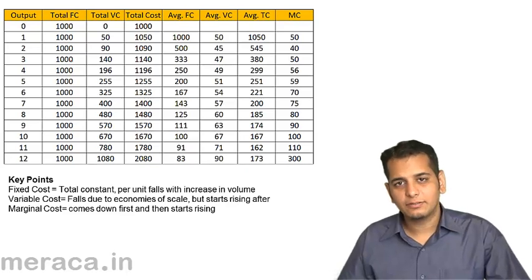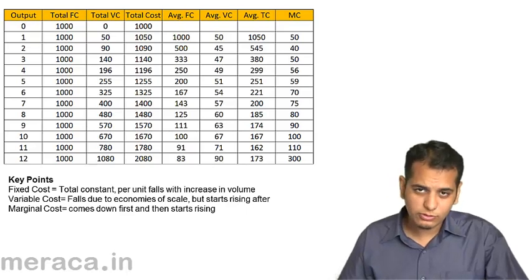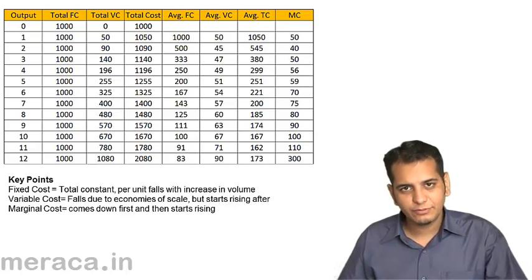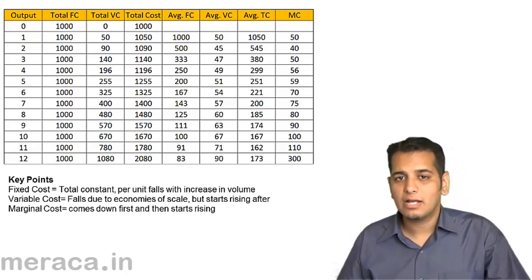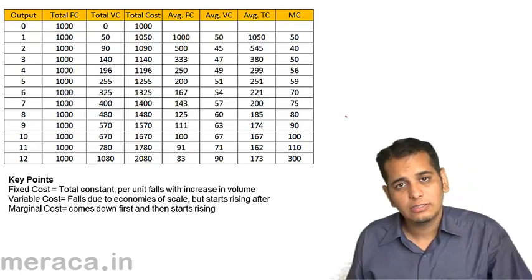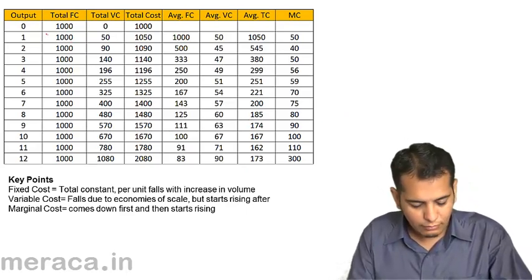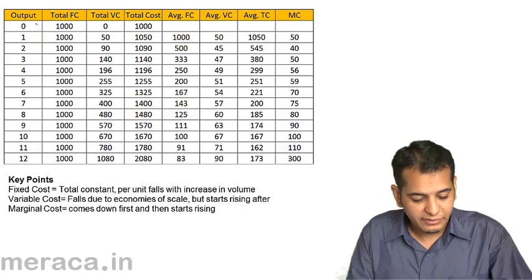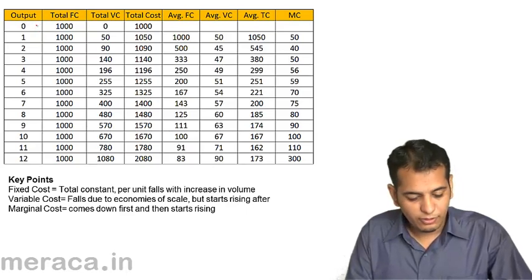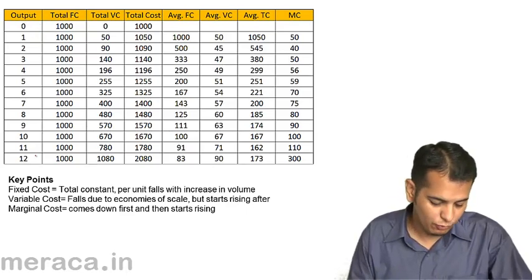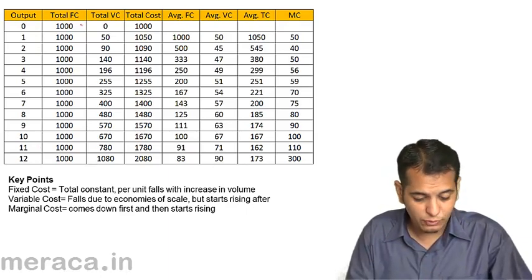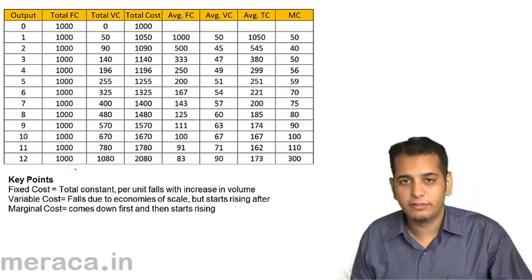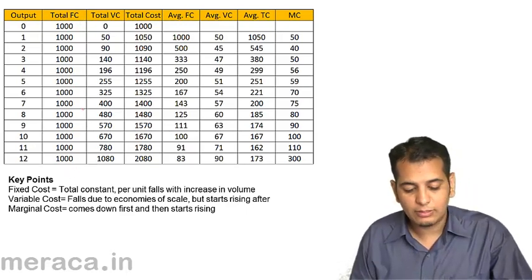Now let's understand the total fixed cost, total variable cost, average fixed cost, average variable cost, average total cost, and marginal cost with the help of a schedule. In this schedule, we start with production at zero level and then go on till producing 12 units. The fixed cost remains the same at all levels. It is 1000 rupees.